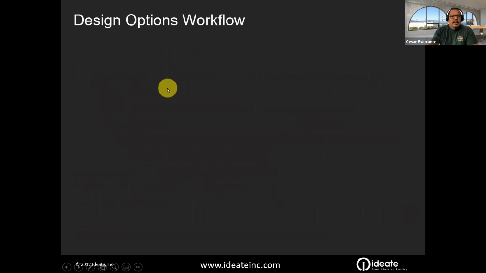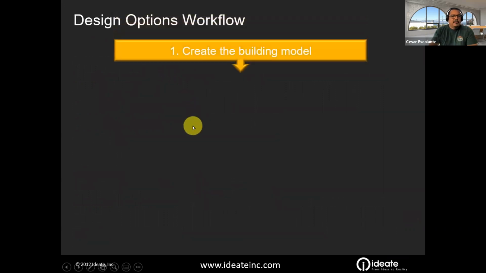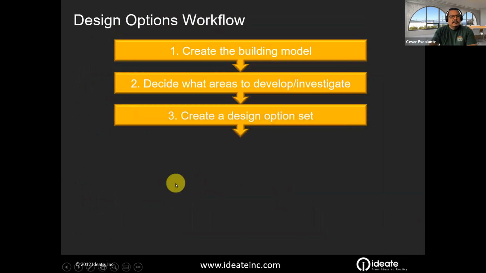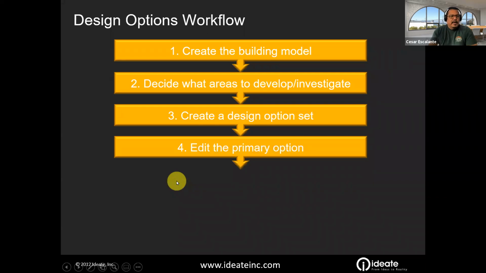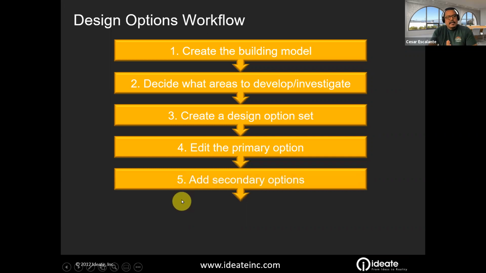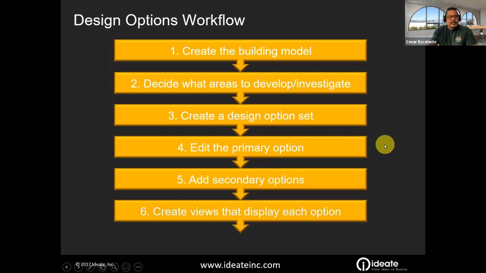All right, this is the workflow. We create the main model. We decide what set of options we want to investigate. Create a design option set. We edit the primary option. Then we add secondary options, and then we associate options to the view properties.